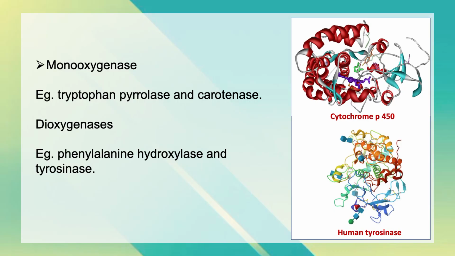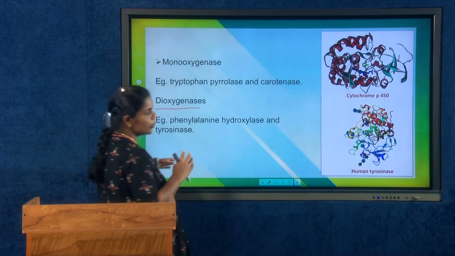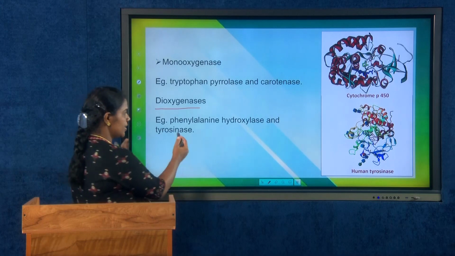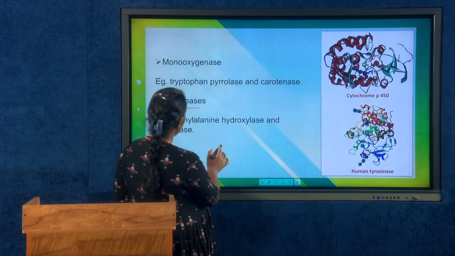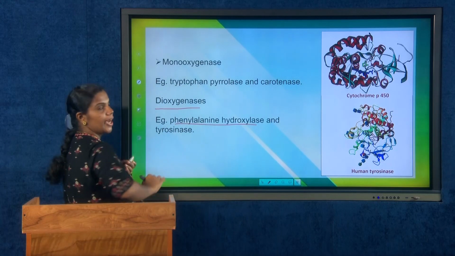Now, we will see an example, that is the monooxygenase. The tryptophan pyrrolase and keratinase are examples of monooxygenase enzymes. Another category is the dioxygenase enzyme. That means it utilizes 2 oxygen atoms, that is dioxygenase. An example of dioxygenase is phenylalanine hydroxylase and tyrosinase.